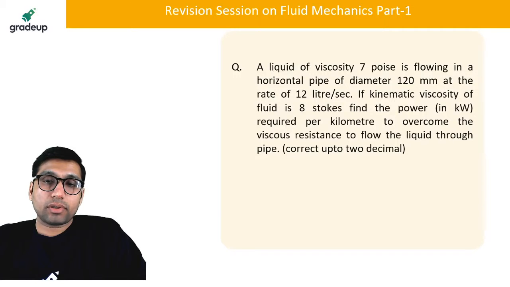A liquid of viscosity 7 poise is flowing in a horizontal pipe of diameter 120 mm at the rate of 12 liter per second. If the kinematic viscosity of the fluid is 8 stoke, find the power in kilowatt required per kilometer.